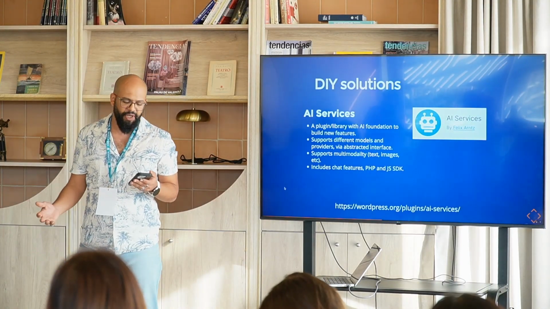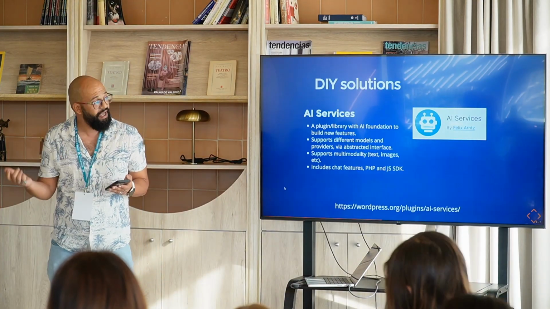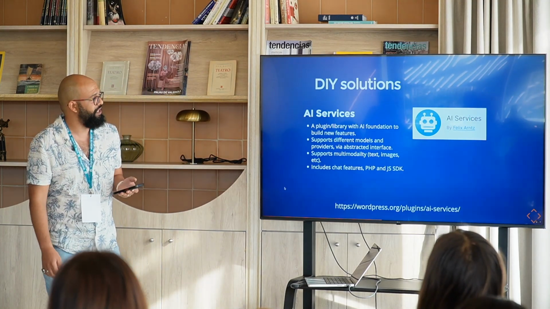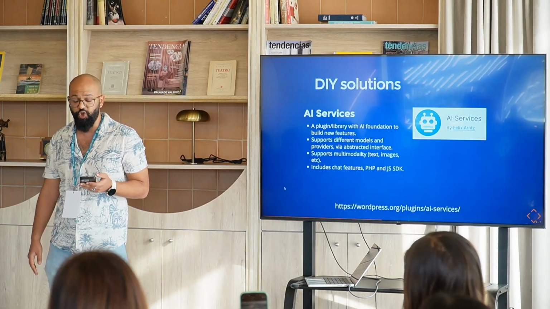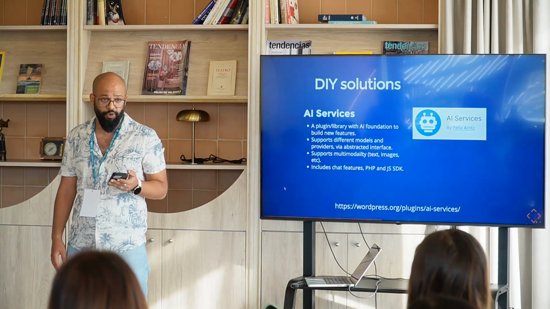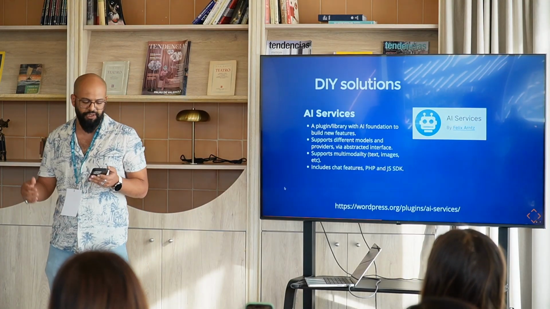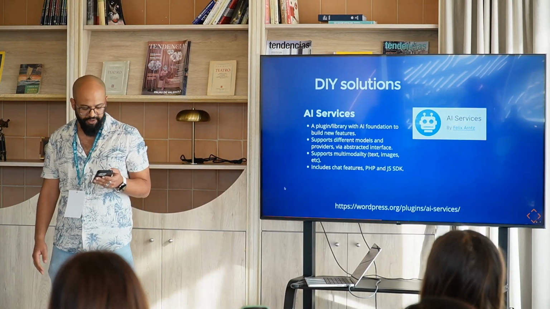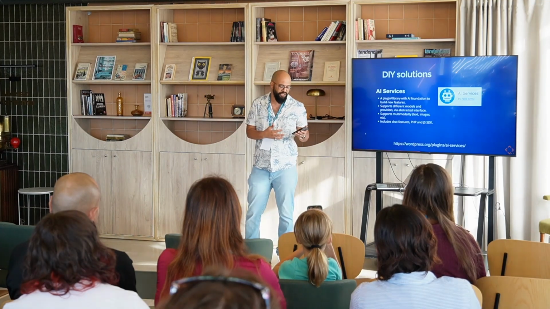Lastly, in the DIY category, I've tried the following two frameworks or libraries. First, AI Services by Felix Ans, a core contributor and part of the WordPress AI team. The library provides a provider-agnostic framework to communicate with LLM models. So you can use it to talk to OpenAI models, Google Gemini models, and open source models, whatever provider you like. It can be used both in PHP on the back end or using JavaScript on the front end as well.